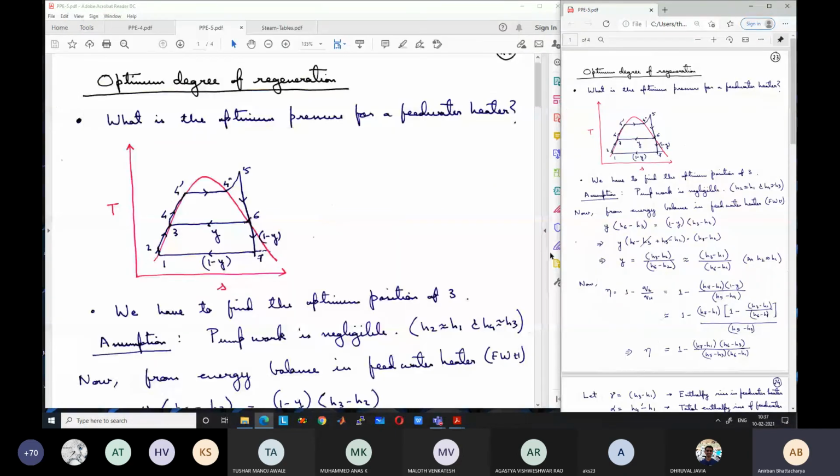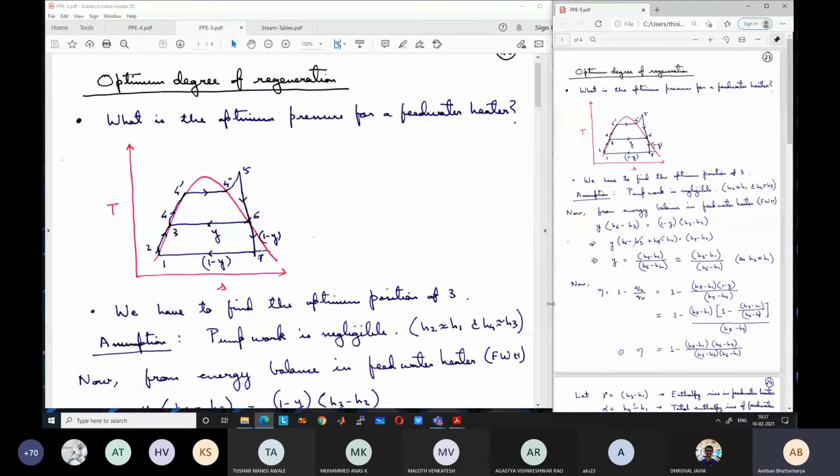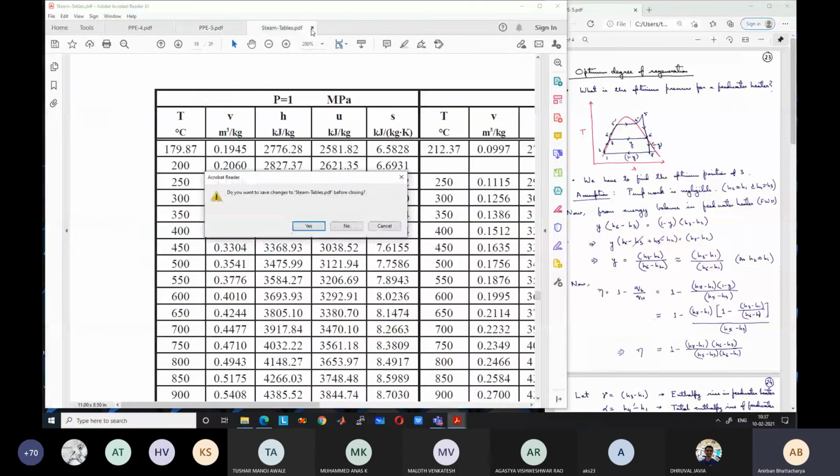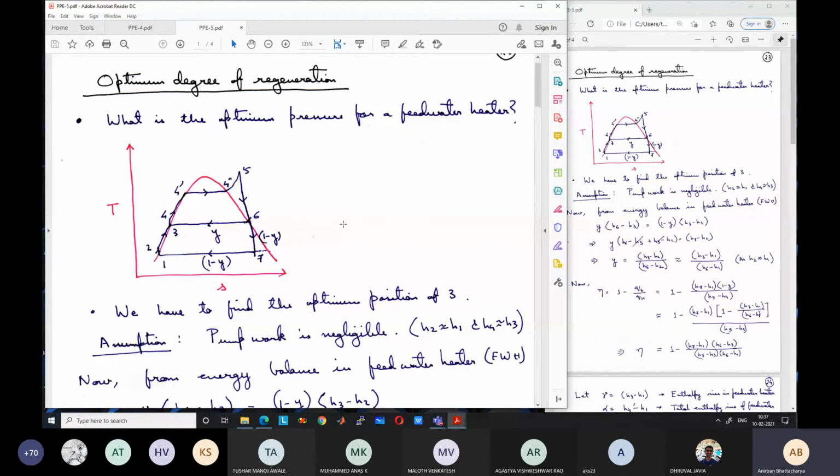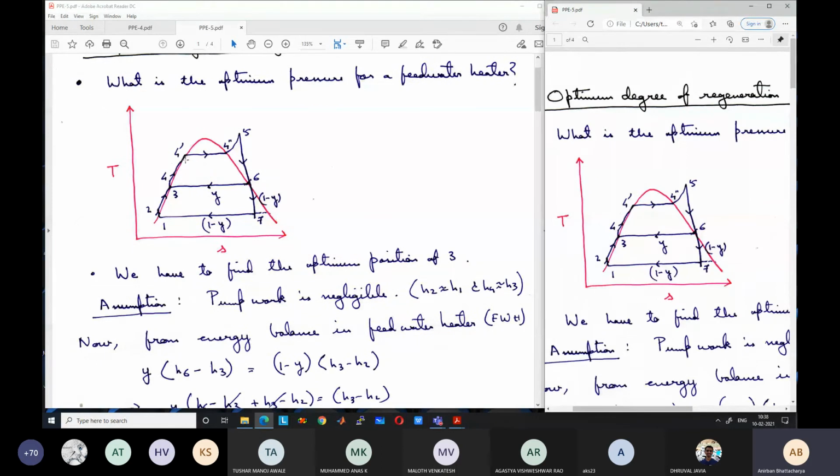Again, we have a regenerative Rankine cycle going from 1 to 2, 2 to 3. All the terms are similar. I have also put two more notations. One is 4 dash, for the saturated liquid point in the boiler, and 4 double dash is for the saturated vapor point in the boiler. The entire boiling process is from 4 to 5.